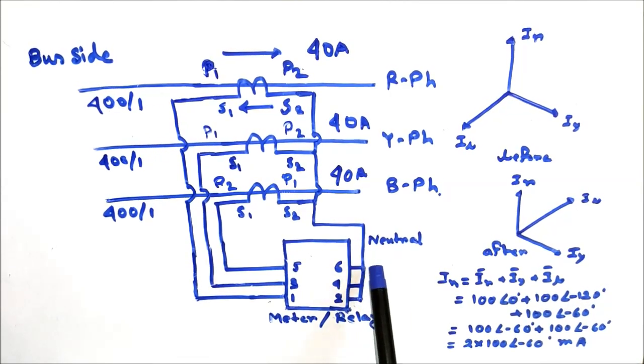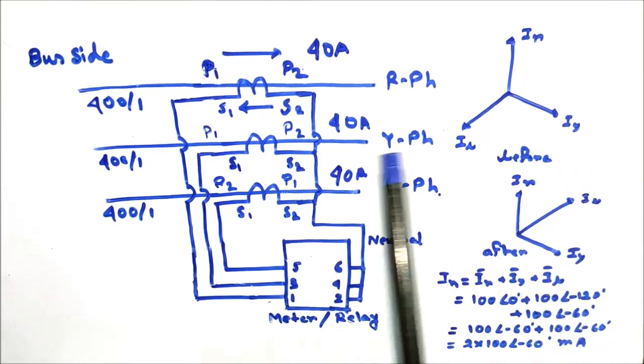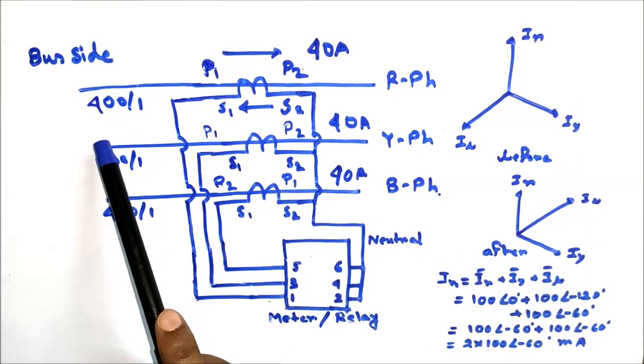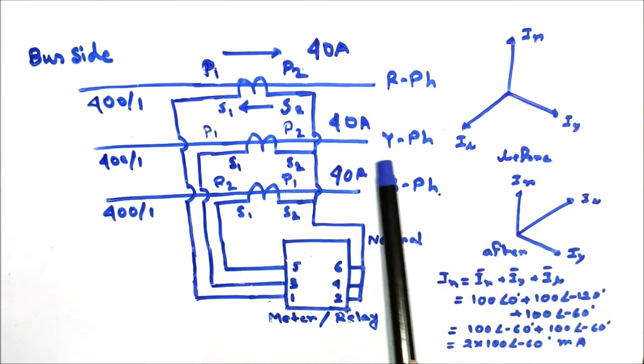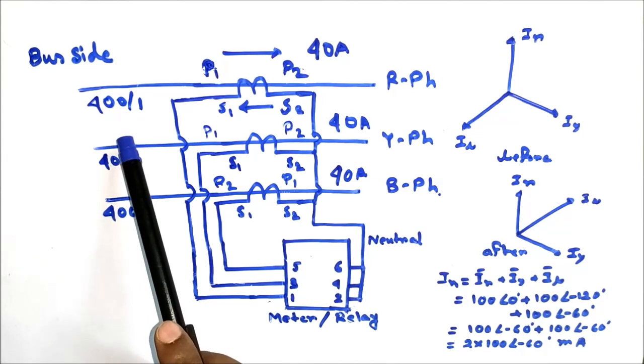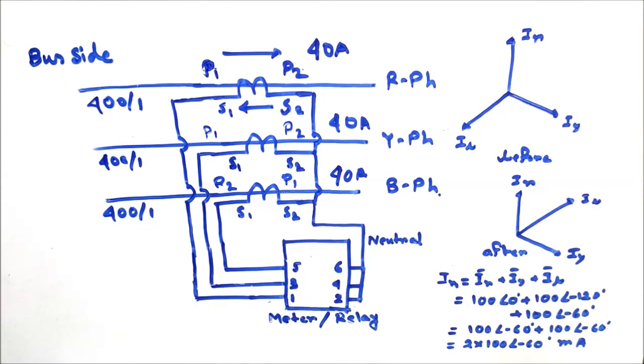Now what will be the magnitude of the neutral current? Since the ratio is 400 by 1 for each phase, the magnitude of the red, yellow and blue phase current will be the same as earlier, that is 100 milliampere. Now in case of blue phase, the current is flowing in the primary side from P2 to P1. So the current flowing in the secondary side will be from S1 to S2, that is a 180 degree phase shift for the blue phase CT. So the phasor of blue phase in the secondary side will have a 180 degree phase shift.